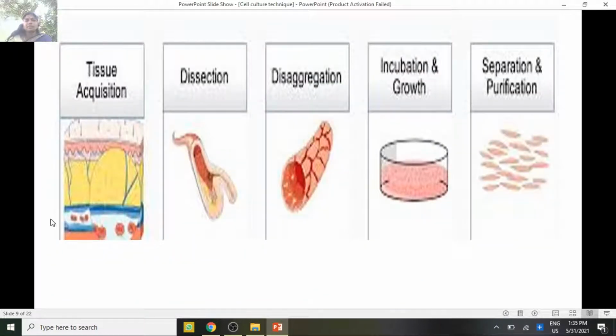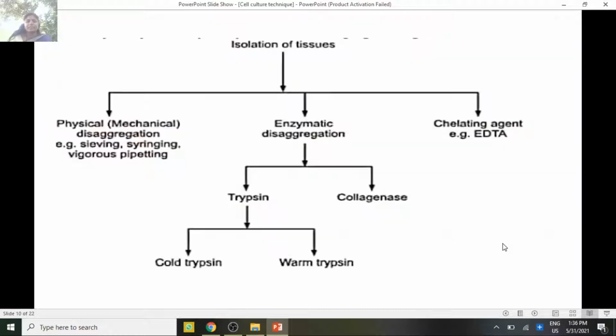So this is the picture. You can see it's the tissue after dissecting. This has to be disaggregated, meaning you have to separate the cells. After separation, this method needs a mechanical or enzymatic method. These cells are incubated for growth, and you can obtain the separated cells after the incubation, and you can purify them.